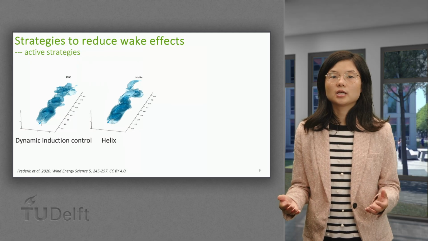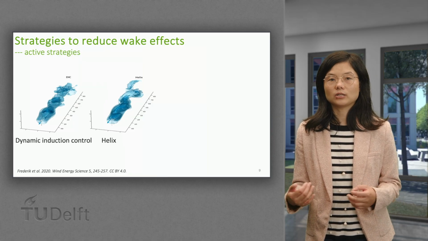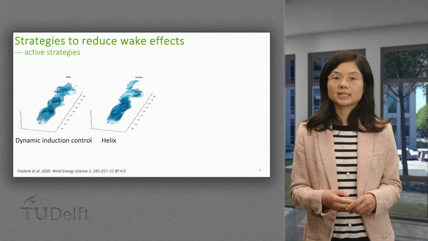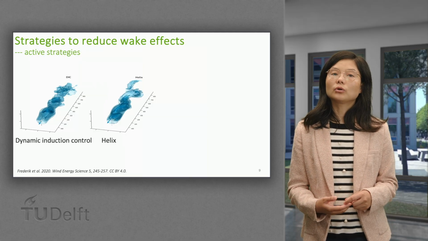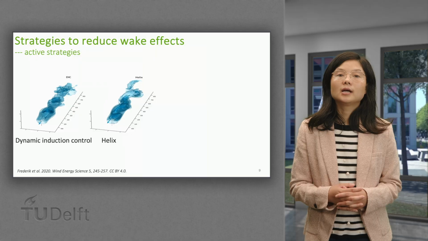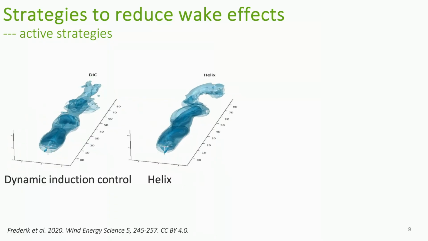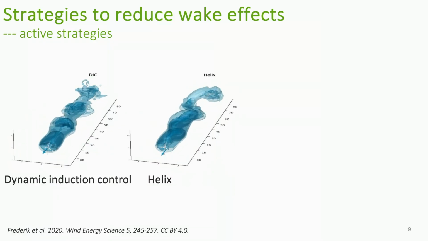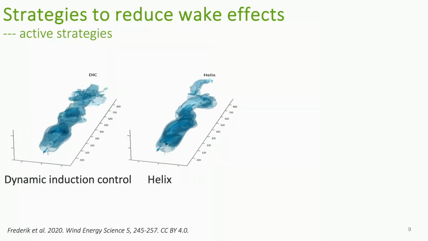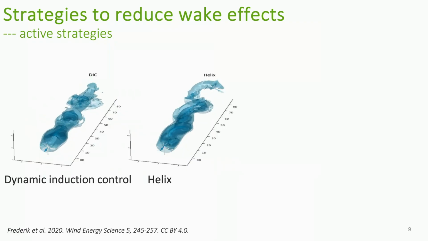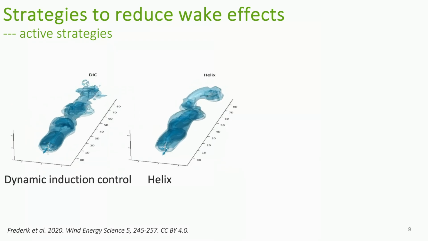Alongside passive strategies, several active wind farm control methods have been proposed to mitigate wake effects. Some of the key active strategies include dynamic induction control, helix control, wake redirection, and wake repositioning, etc. In the animation on the left, we can see examples of dynamic induction control and helix control, which use collective and individual cyclic pitch control respectively to modulate the loading on the rotor and influence the wake dynamics.